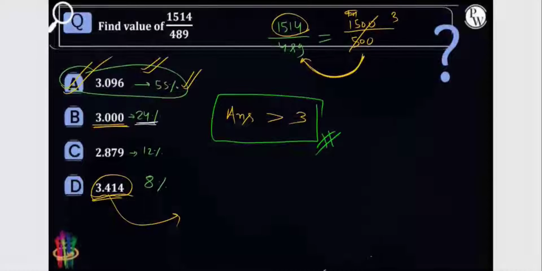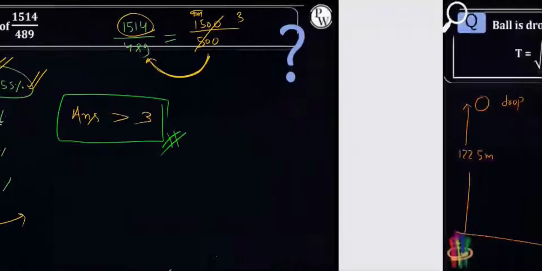Alright, now we talk about this division. With approximation we are getting the answer 3, but here approximation is not given, so the answer has to be somewhere nearby 3. So it cannot be like 3.4, it's very far away from 3. It's like half the distance away, so that's why the answer has to be 3.096.